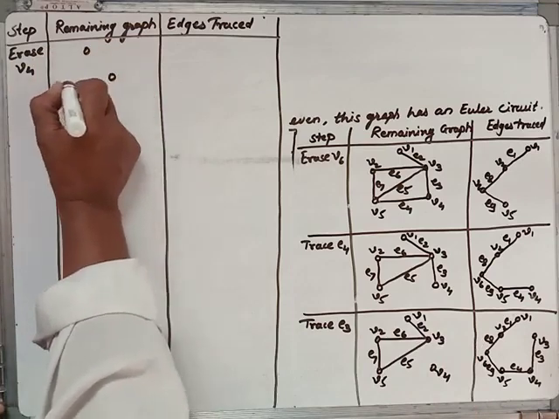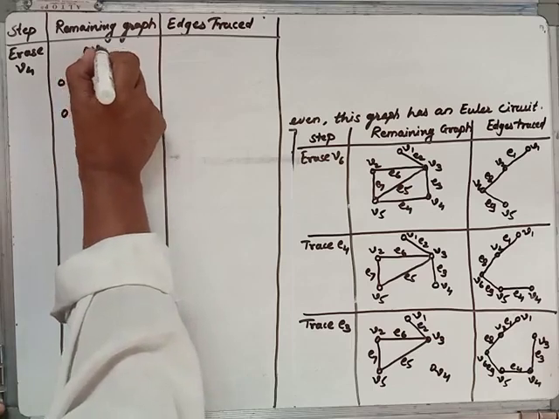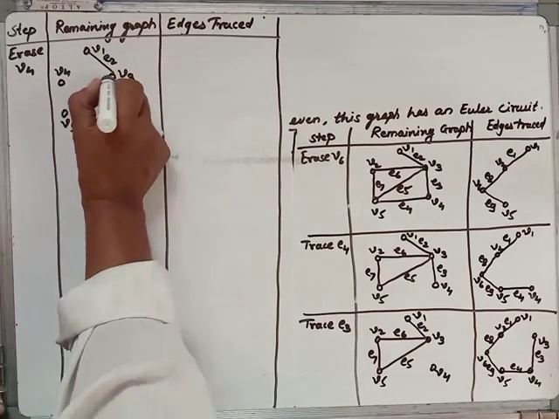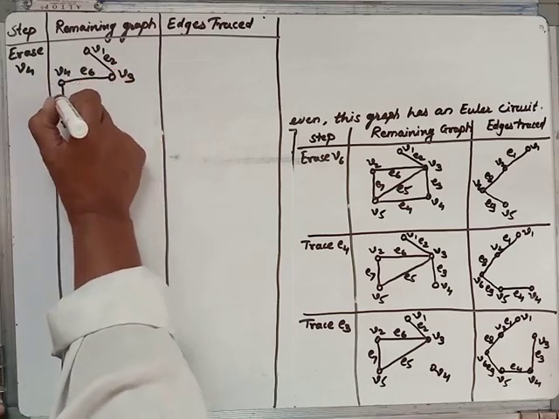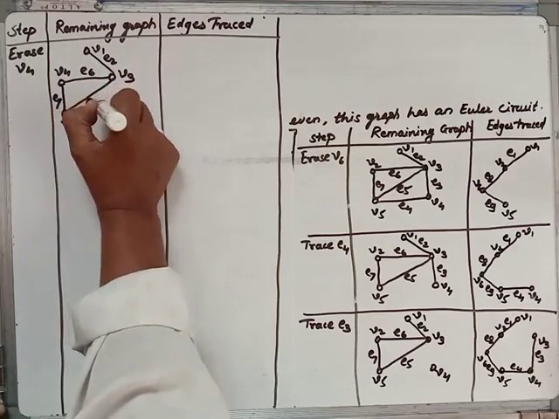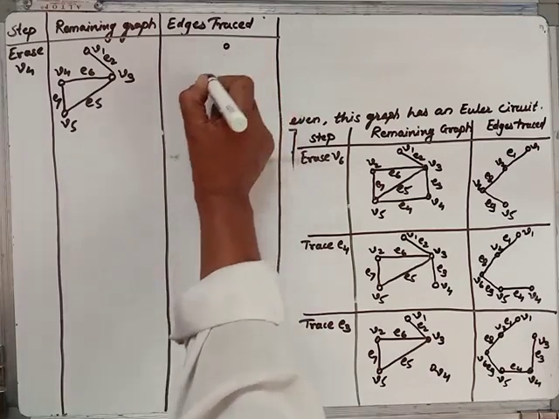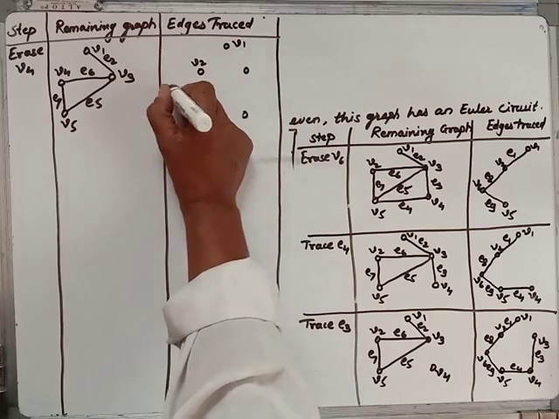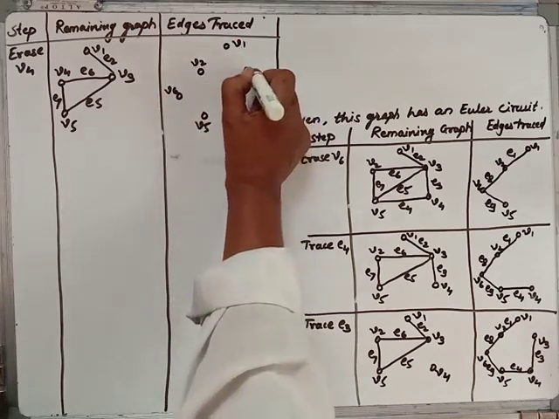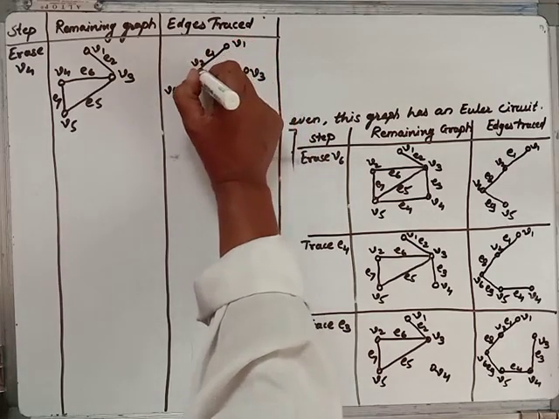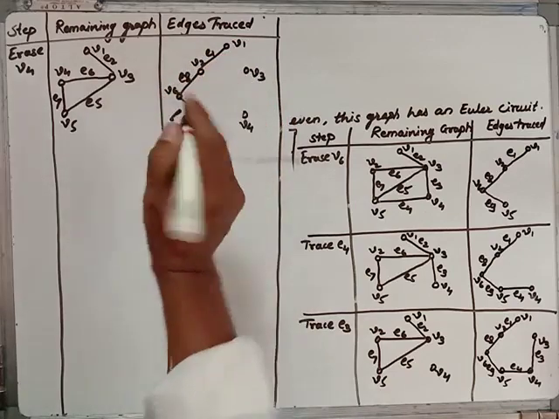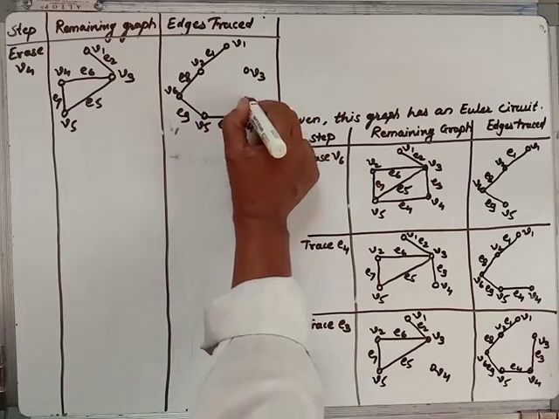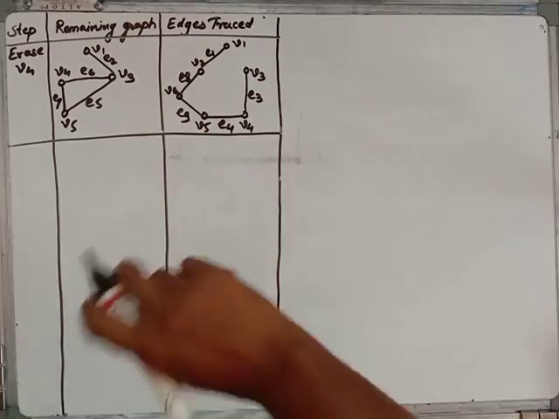So V1 to V3, V2 is here, V5 is here. V1, V3, V5 and V4, right? This is E2, this is E6, E7 and then E5. So here the same one, V1 to V2 to V6, V5, V4, V3. E1, E8, E9, E4 and this is what? E3.